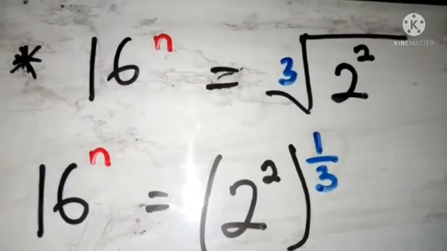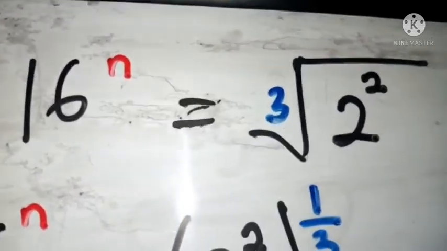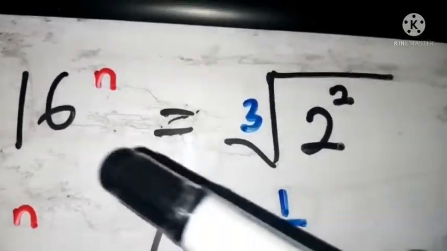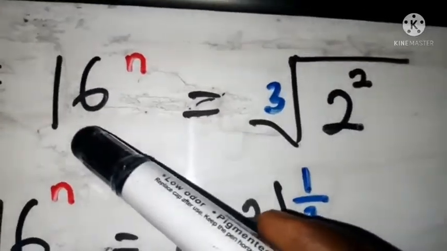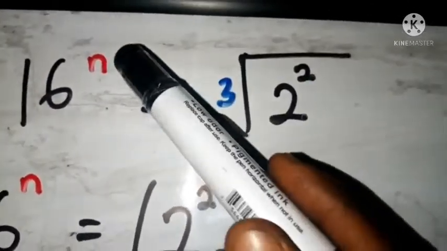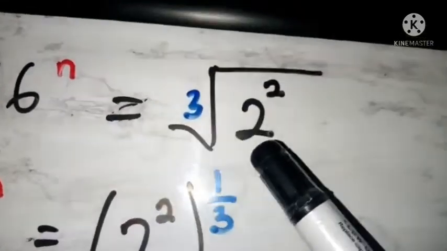In this question, our target is to find the value of n. But look at what is happening: this expression is equal to this one. So what we know is that once the number here and the number here are the same, you can just equate the exponents. That is something that we know. But look at this one here.